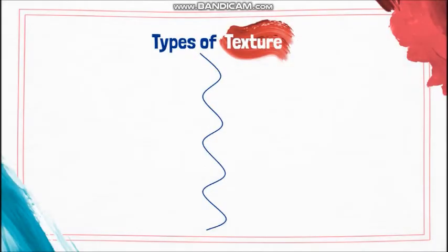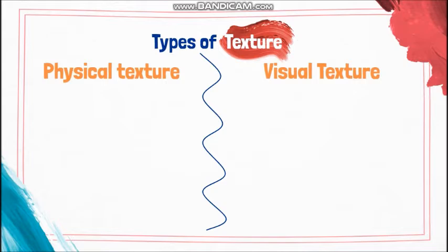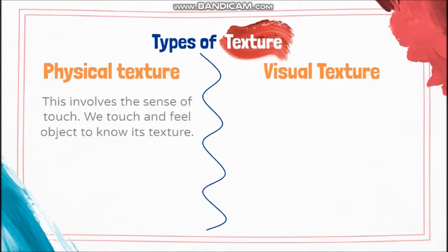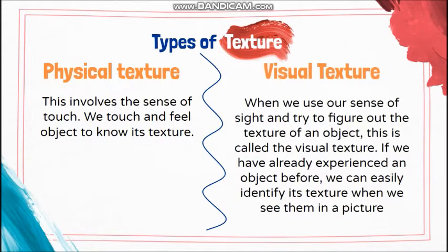There are two types of texture. One is physical texture and the other is visual texture. Physical texture involves the sense of touch. We touch and feel an object to know its texture, like in sculpture and different artworks. For visual texture, we use our sense of sight and try to figure out the texture of an object. If we have already experienced an object before, we felt it, we touched it, we can easily identify its texture when we see them in a picture.